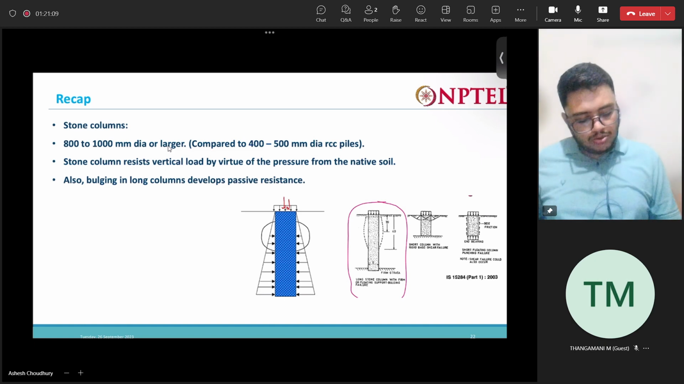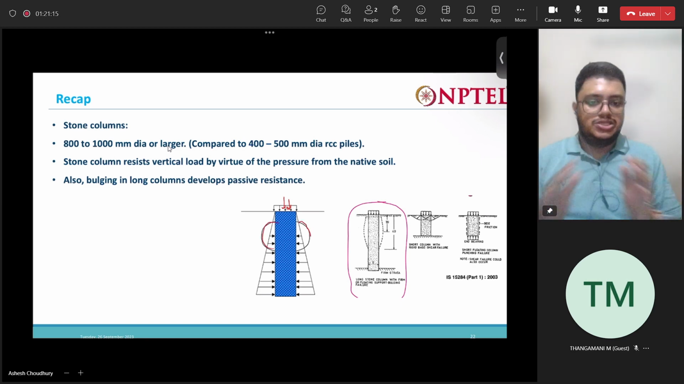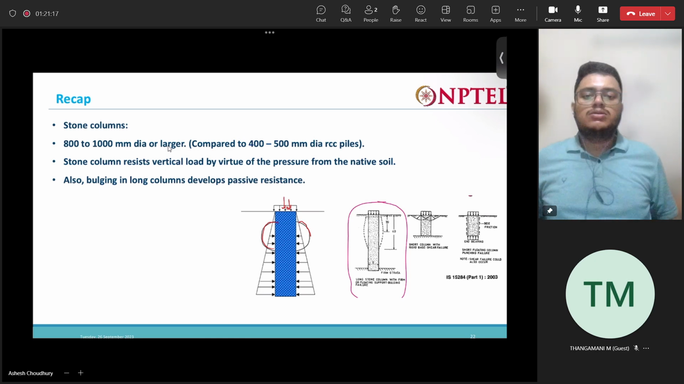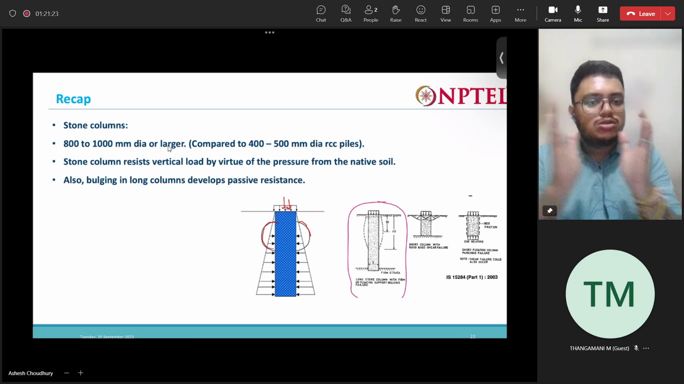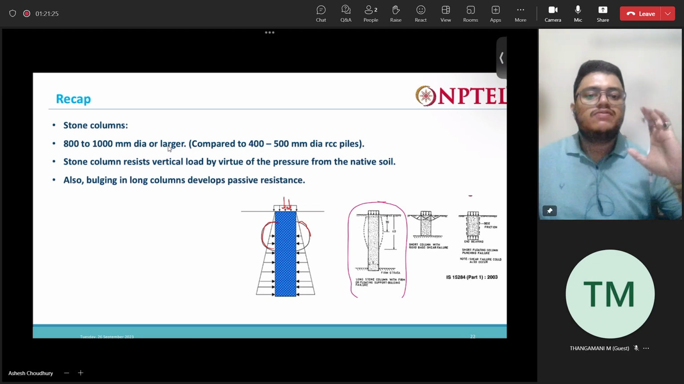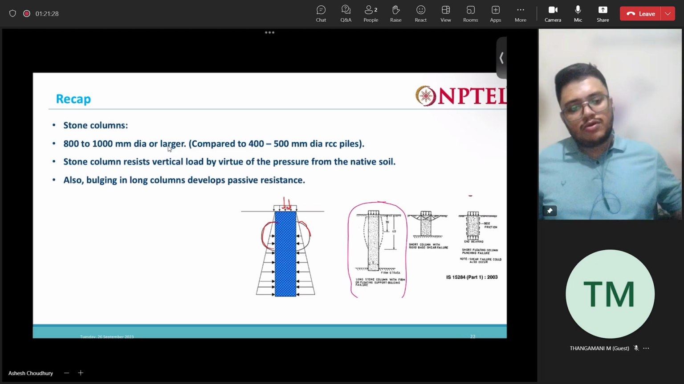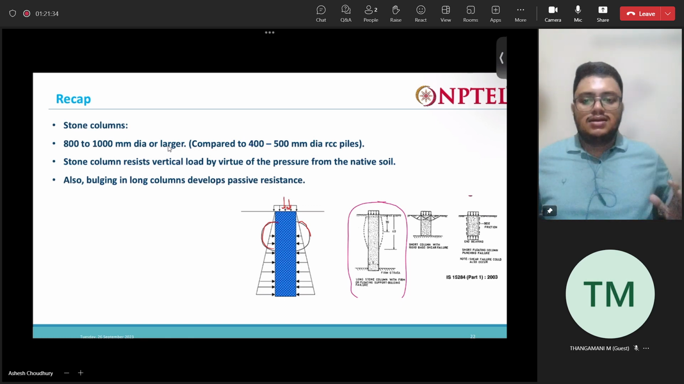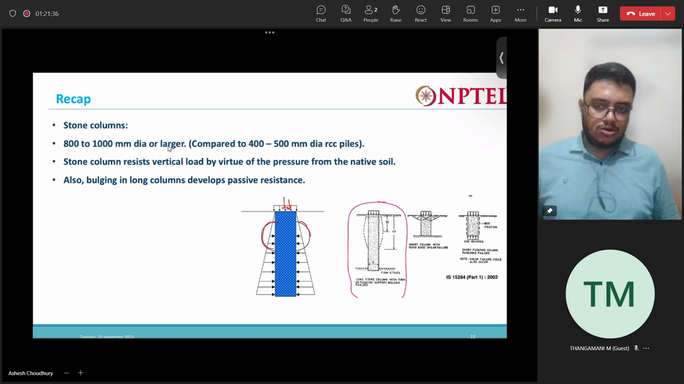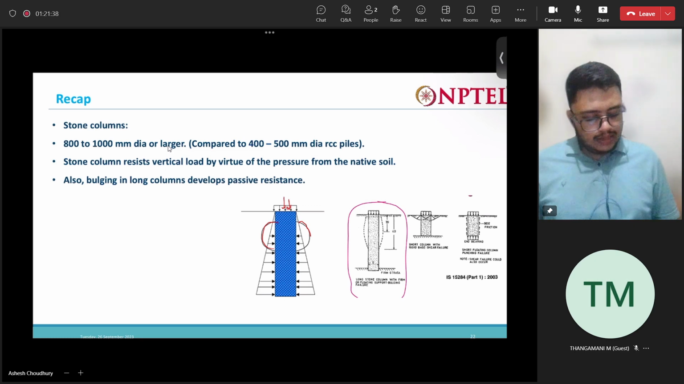So what happens? When we apply load, there is a tendency for long stone columns to bulge. Due to this bulging, there is some passive resistance that develops from the surrounding soil mass. That passive resistance from the soil actually helps in transferring the load.